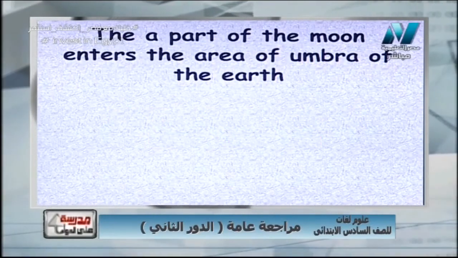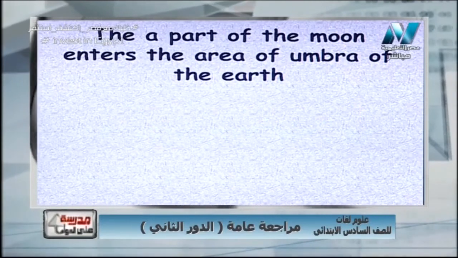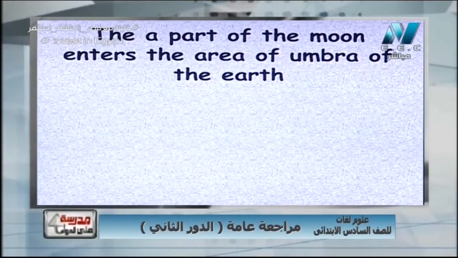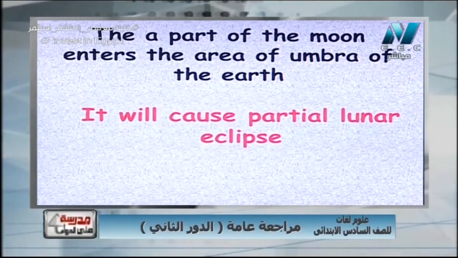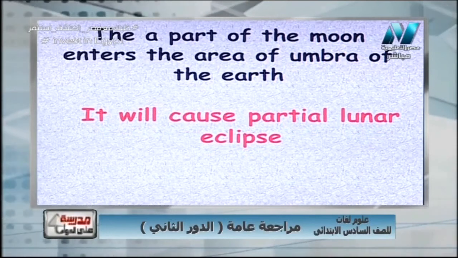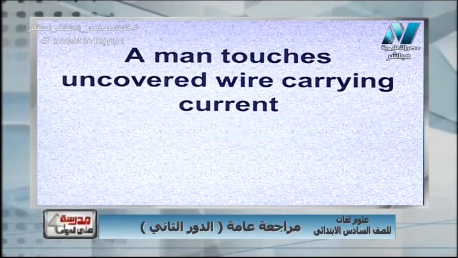A part of the moon entered the area of the umbra of the earth. If only a part of the moon enters the area of the umbra of the earth, it will cause what? It will cause a partial lunar eclipse.